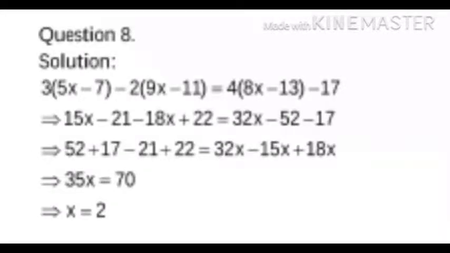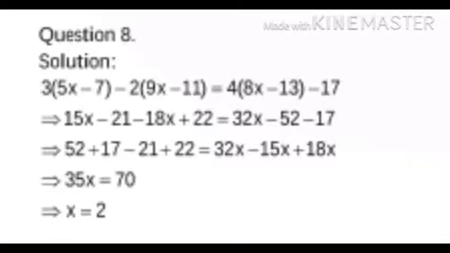Now question number 8. 3 bracket 5x minus 7 minus 2 bracket 9x minus 11 is equal to 4 bracket 8x minus 13 minus 17. First we solve the brackets. So it becomes 15x minus 21 minus 18x plus 22 is equal to 32x minus 52 minus 17. Now arrange the variable on one side and the numbers on the other side.